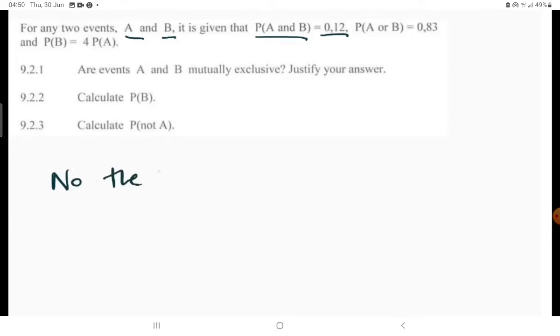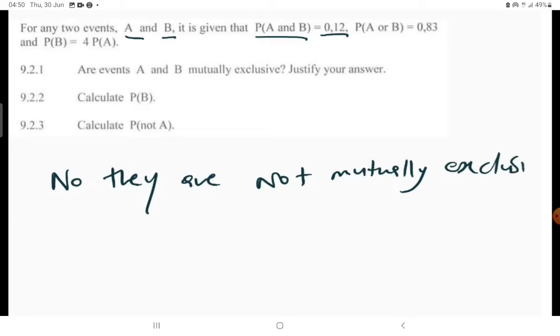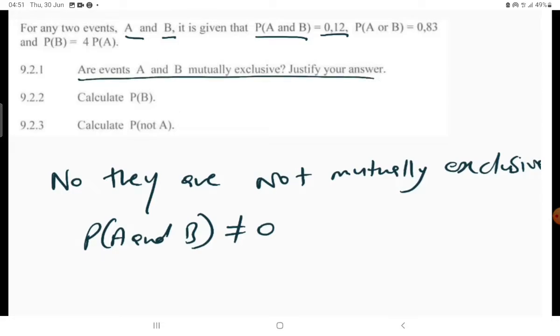So to answer this one, we can say no, they are not mutually exclusive. Why? Because the probability of A and B is not equal to 0. They are not mutually exclusive because the probability of their intersection is 0.12, which is a non-zero number. So we are done with the first question.